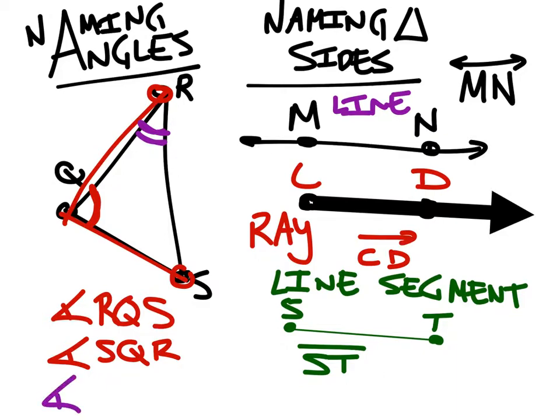So what would we name this? Does anyone know? Very good. QRS would work, because you start at Q, you go up to R, down to S, and we created that angle.